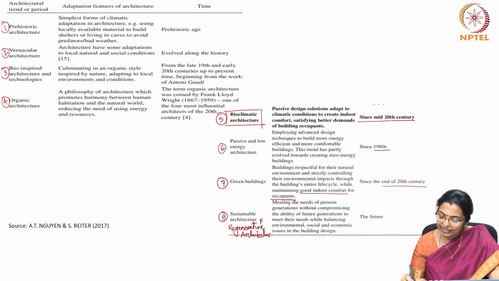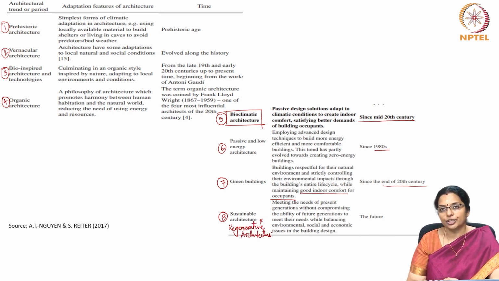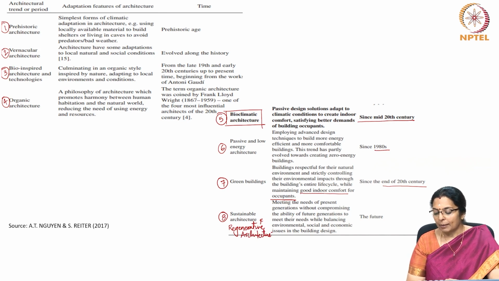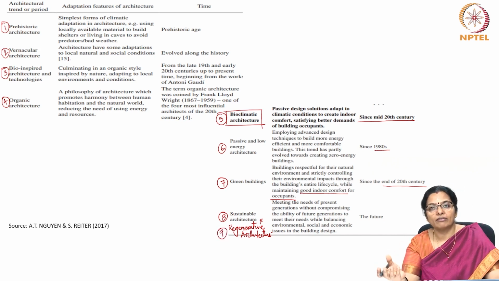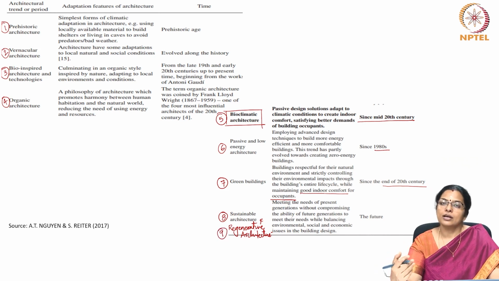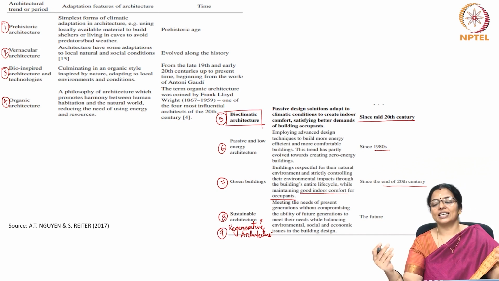So, sustainable architecture is meeting the needs of the present generation without compromising the ability of future generations to meet their needs, while balancing the environmental, social and economic issues in the building design. Whereas regenerative architecture talks about giving back more to the environment than what is taken. So, producing energy in excess of the consumption is regenerative architecture.